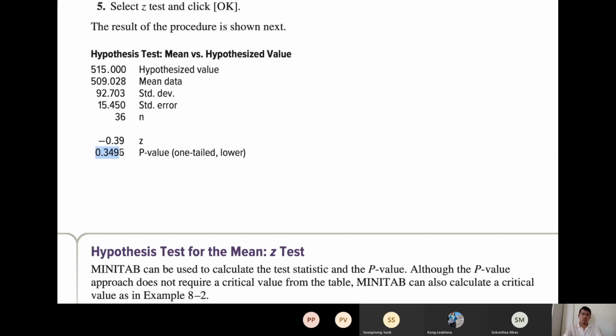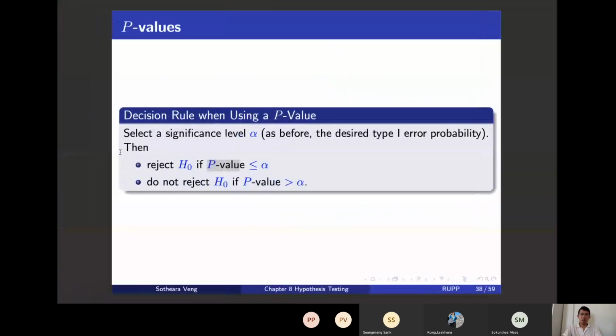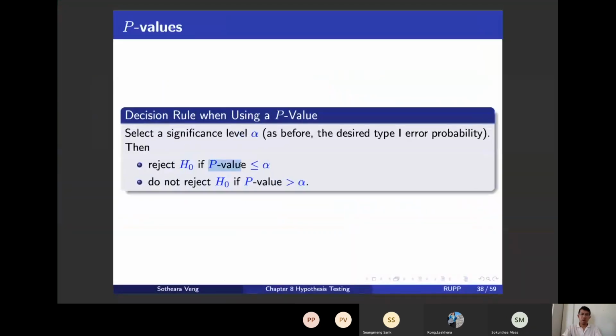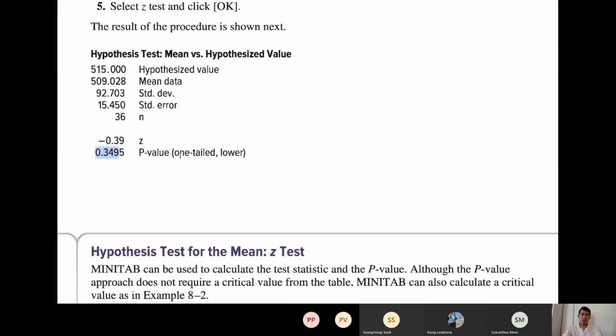not reject the null hypothesis, because based on this, if the p-value is less than the significant level, you reject, but a while ago the p-value is greater, right? That's why we do not reject H0. So maybe it looks simpler to decide based on the p-value rather than the critical value, right?